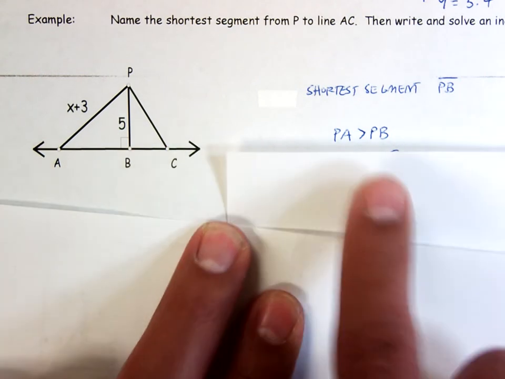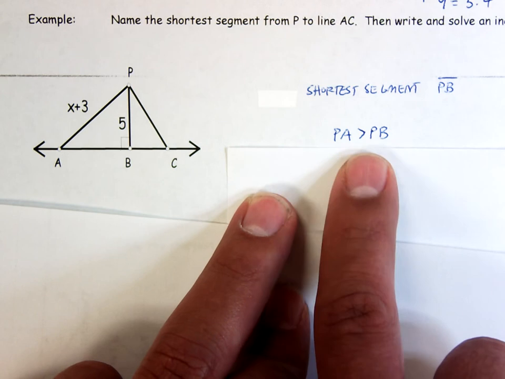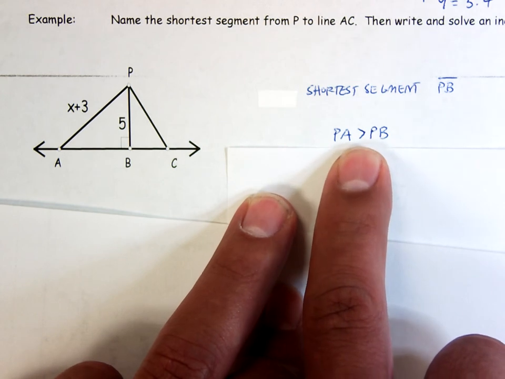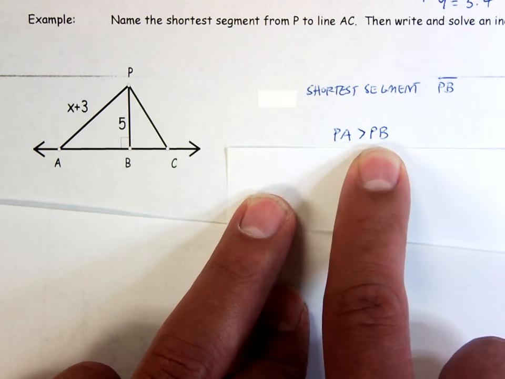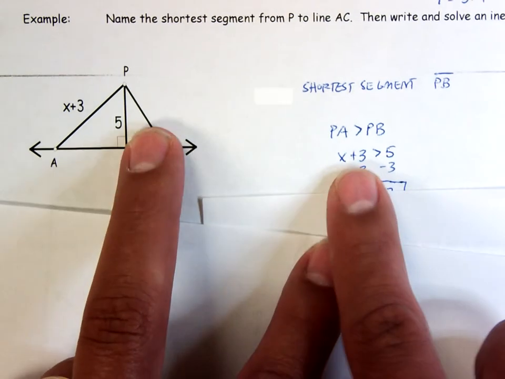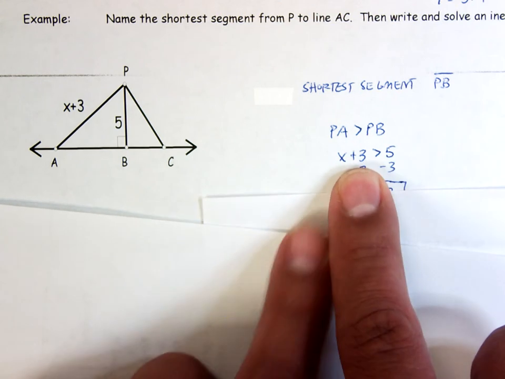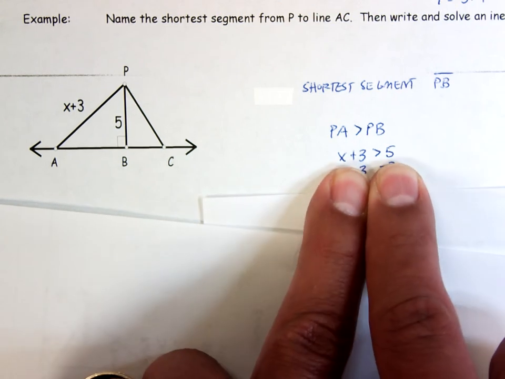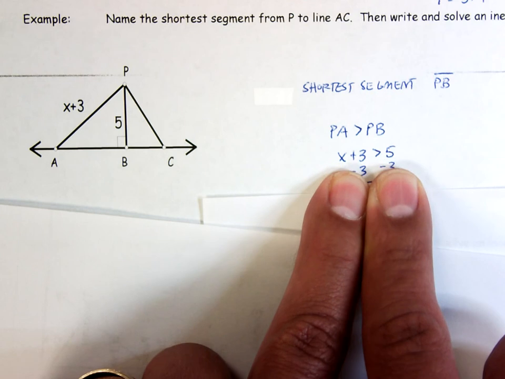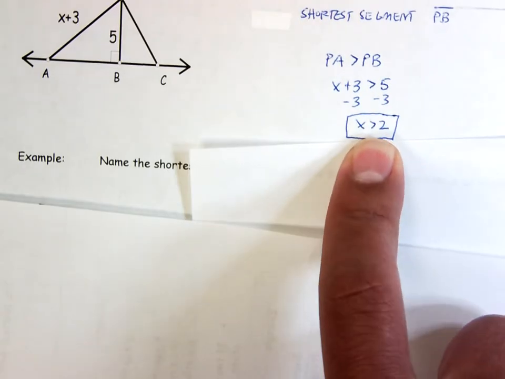So PA, the distance from point P to point A, has to be bigger than the distance from point P to point B. Now I just substitute in, because PA is x plus 3 and PB is 5, so x plus 3 must be bigger than 5. Subtract 3 from both sides and you get x has to be greater than 2.